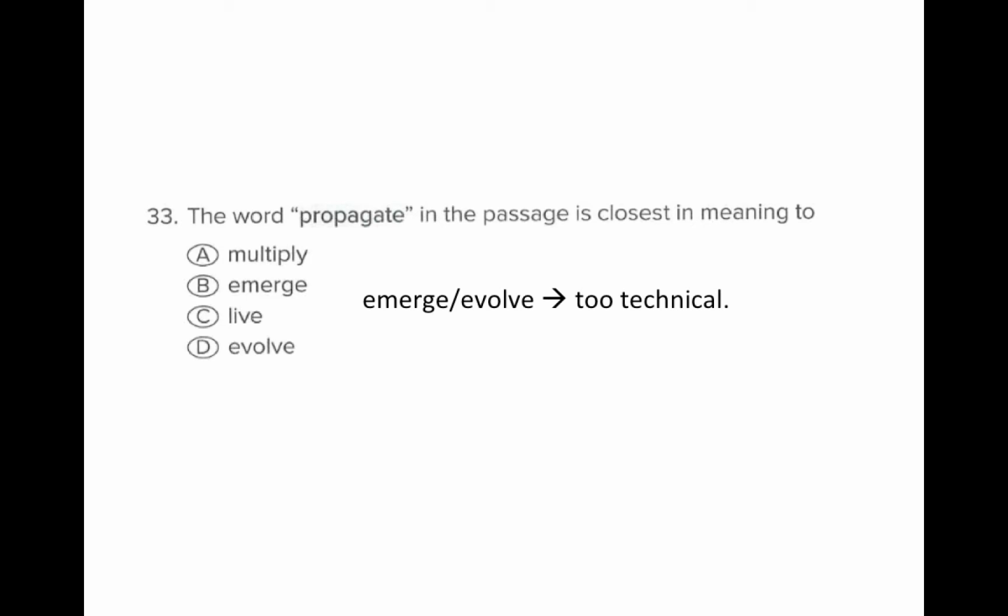With the word propagate, if I look at my answer choices here, say I'm not familiar with propagate, I've never heard it before. The words that I have heard before, multiply and live, that probably means these words are less academic. If I don't know the word propagate, the word emerge and evolve are probably also unfamiliar to me.